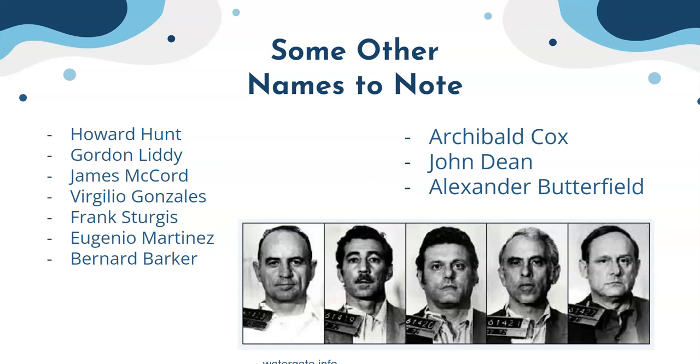More than that, though, we have Archibald Cox, who was the special prosecutor who was fired by Nixon, in the event known as, what I stated earlier, the Saturday Night Massacre, alongside the resignation of Attorney General Elliot Richardson and Deputy Attorney General William Ruckelshaus. John Dean served as a whistleblower for the presidential involvement as well, in a 7-hour statement, and Alexander Butterfield disclosed the actual existence of the so-called Nixon tapes.